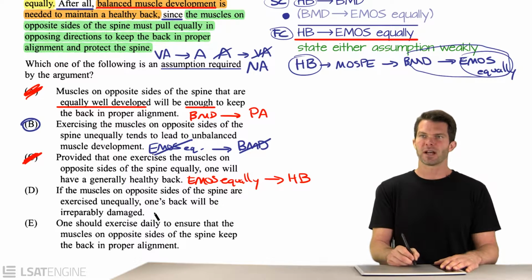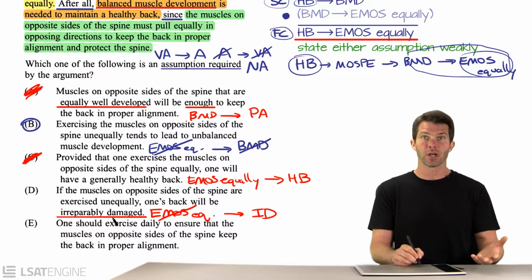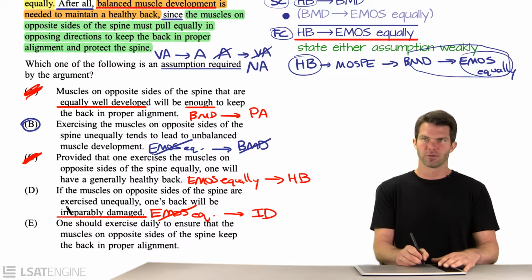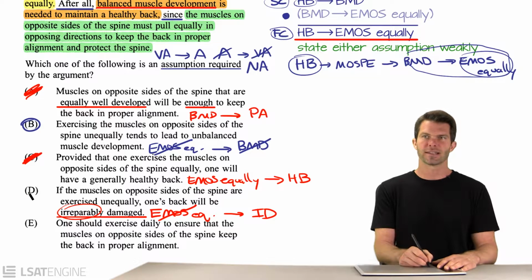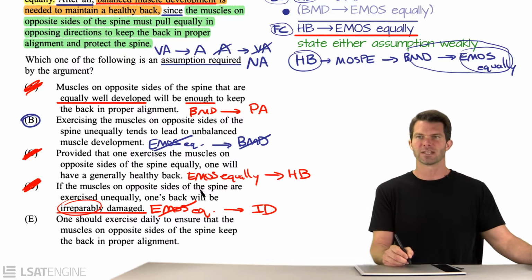D says if you exercise the muscles on opposite sides unequally, so it kind of starts the way that B does, your back will be irreparably damaged. But that's a whole brand new term that's not part of our argument. We're not ever assuming, nor do we need anything to be irreparably damaged. For all we know, all of these things are reversible. And so this is a new term that we're not going to need anything about. And so that's how we can convince ourselves that we don't need answer choice D.